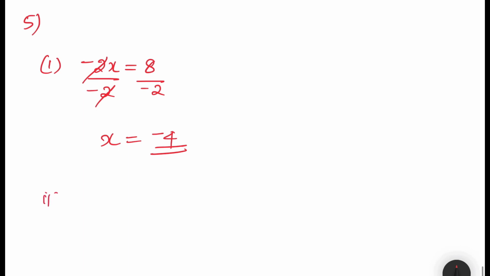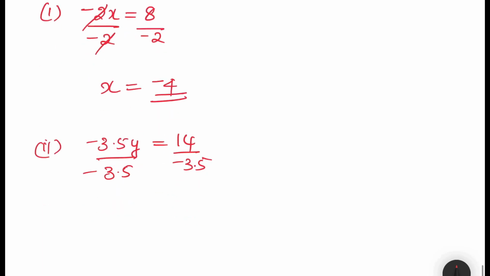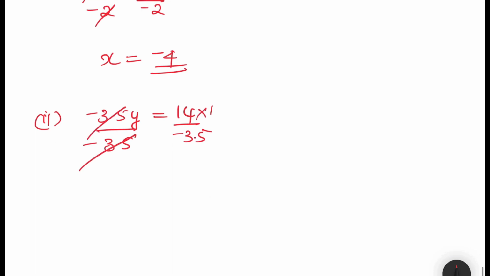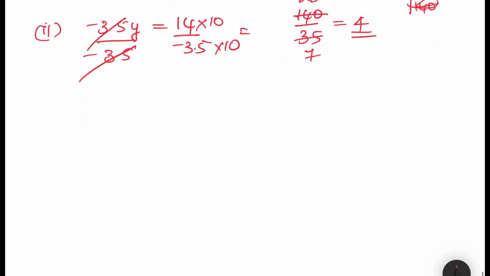Second sub question, minus x by 3.5 equal to 14. Minus 3.5, minus 3.5. So this will get cancelled, into 10 into 10. That will give me 140 by 35. So let me cancel it. 5 goes how many times? 7 times. 5 2s are 10, 28 by 7 is 4. So you'll get the answer as minus 4. This is minus, right? Minus 4.